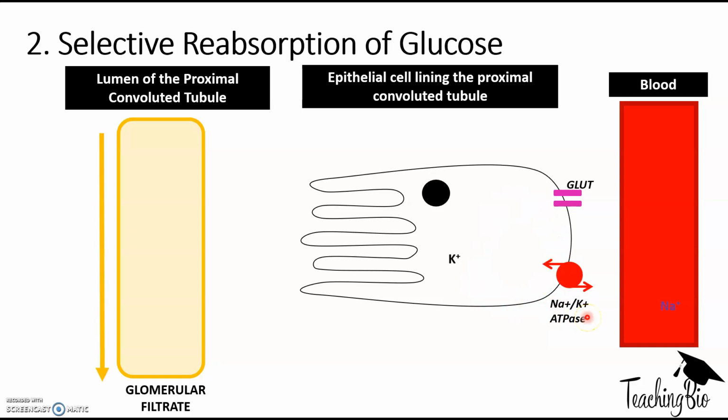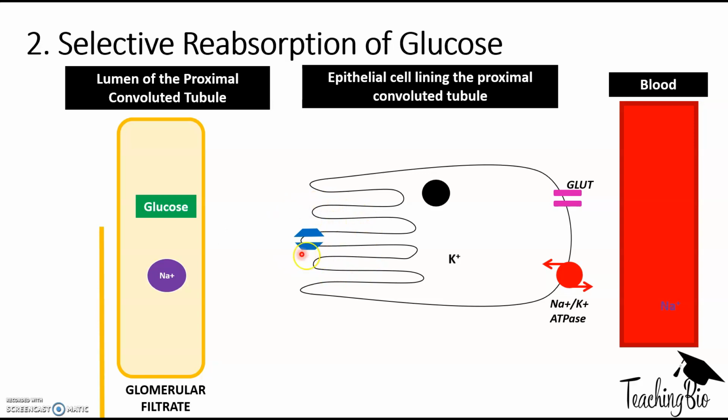So, as we've gone along, the filtrate's moving along, and with it, it's bringing glucose and sodium, which were freely filtered at Bowman's capsule.